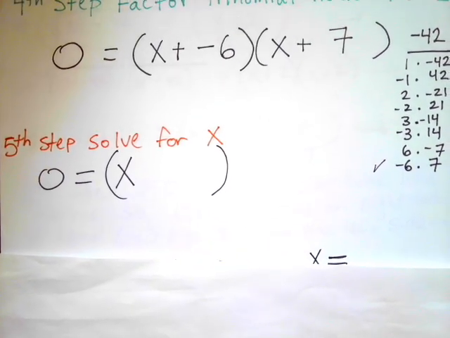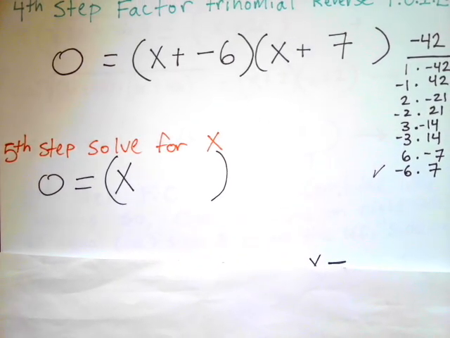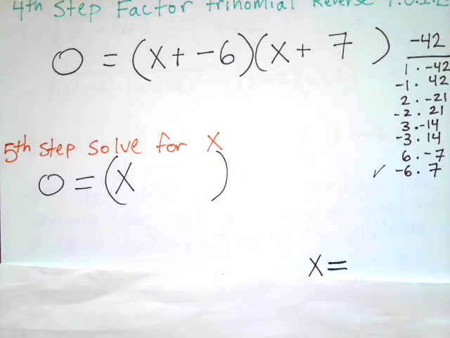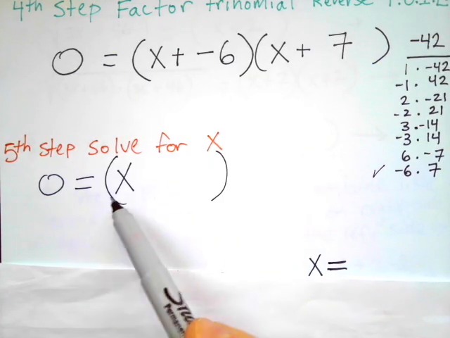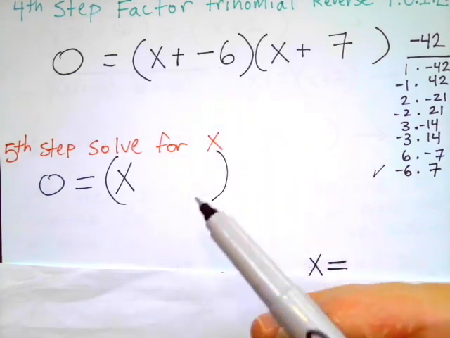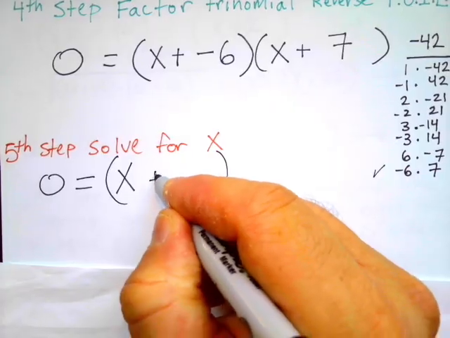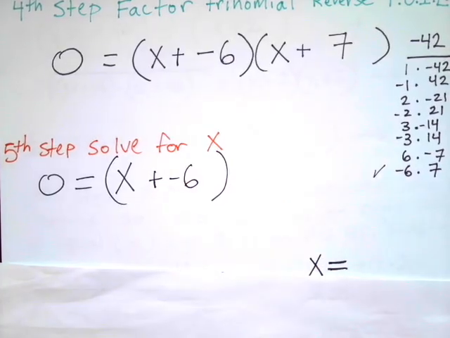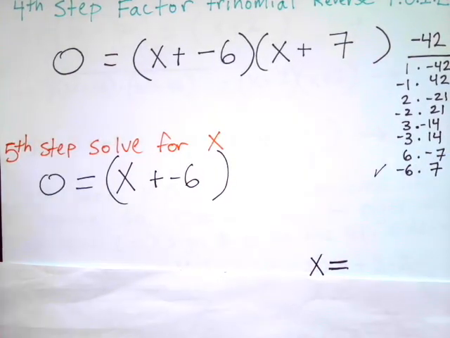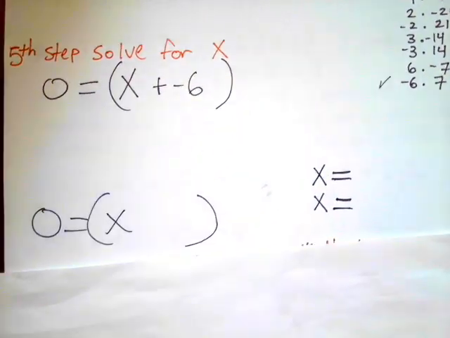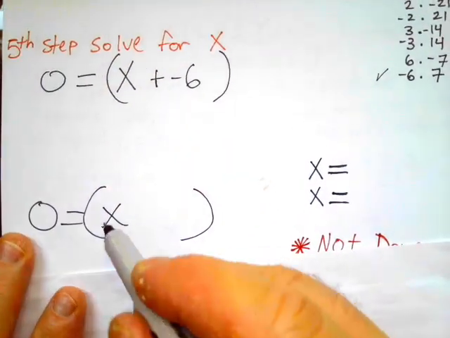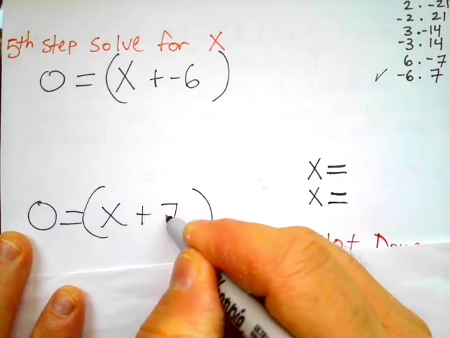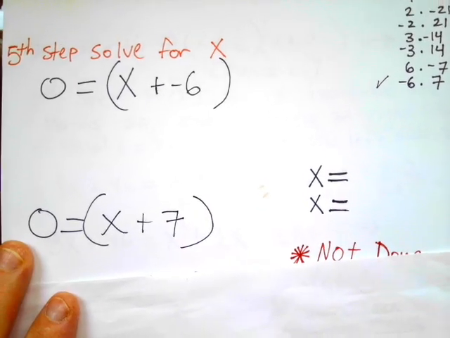We have x. We have 0 equals x plus a negative 6. And we're going to solve for x in each of these. And then 0 equals x plus 7. I want to show you that here. x plus 7. All right.